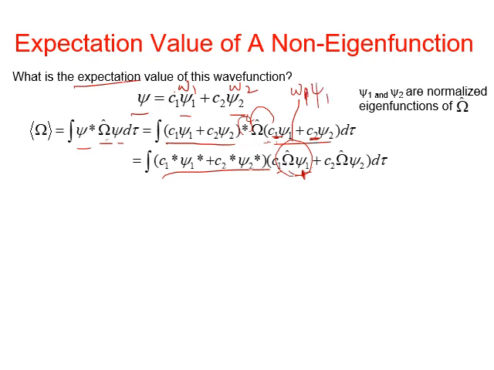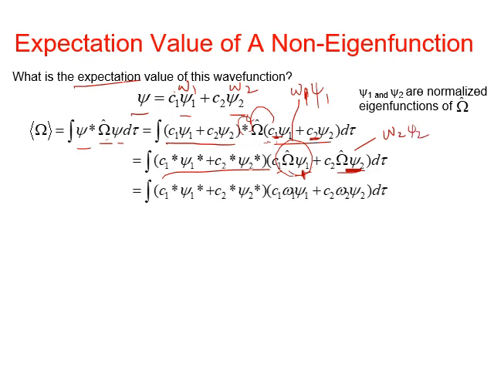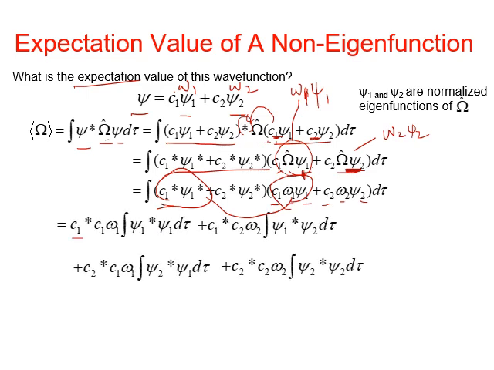Eigenvalue times psi1. Similarly, the operator operating on psi2 gives you the eigenvalue 2 times psi2. So here you have this equation: C1 eigenvalue 1 psi1, C2 eigenvalue 2 psi2. Now let's distribute this equation. So C1 psi1 times the conjugate times C1. This term times this term gives you the first one, C1 conjugate times C1 times omega 1. These are all constant.